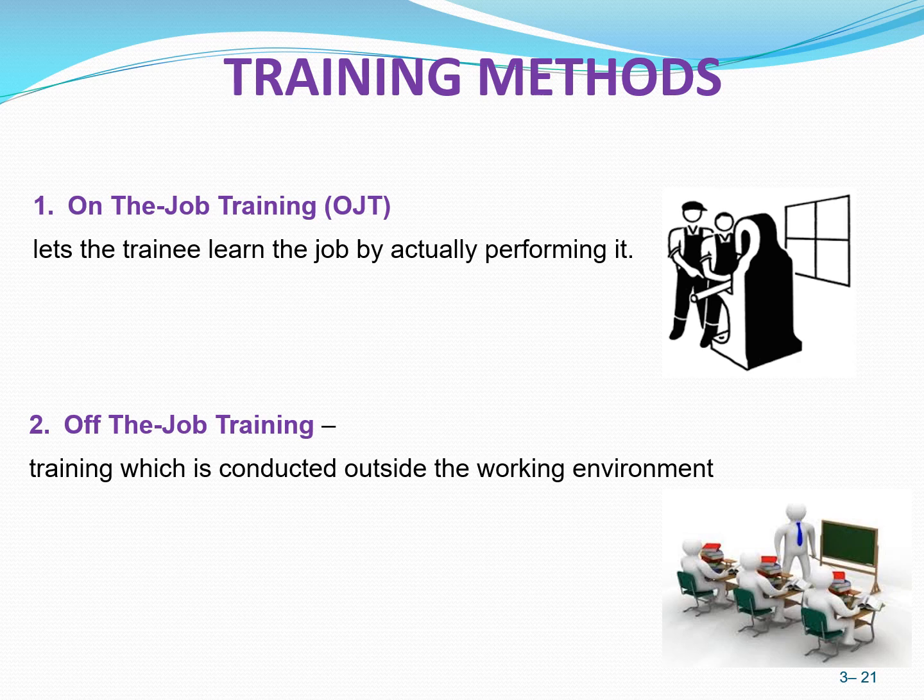Okay, ini methods ya. Training methods ada on the job training, off the job training. On the job training, let the trainee learn the job by actually performing it. Sambil-sambil you buat kerja, supervisor ataupun mentor akan ajar you. Ini on the job training. Off the job training, training which is conducted outside the working environment. Outside the working environment doesn't mean that you keluar daripada company. Bukan. Outside working environment means dia akan ambil masa sekejap buat training. Dalam company you juga. Dia boleh jadi dalam, dia boleh jadi kat luar. Cuma dia bukan semasa you buat kerja.